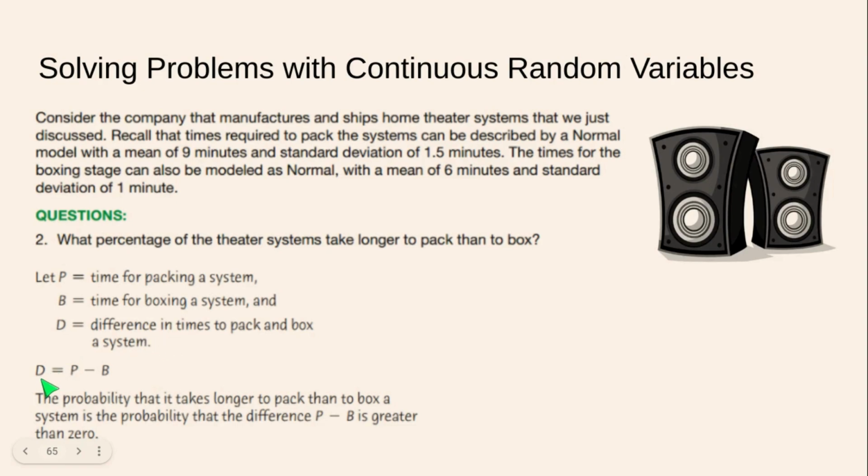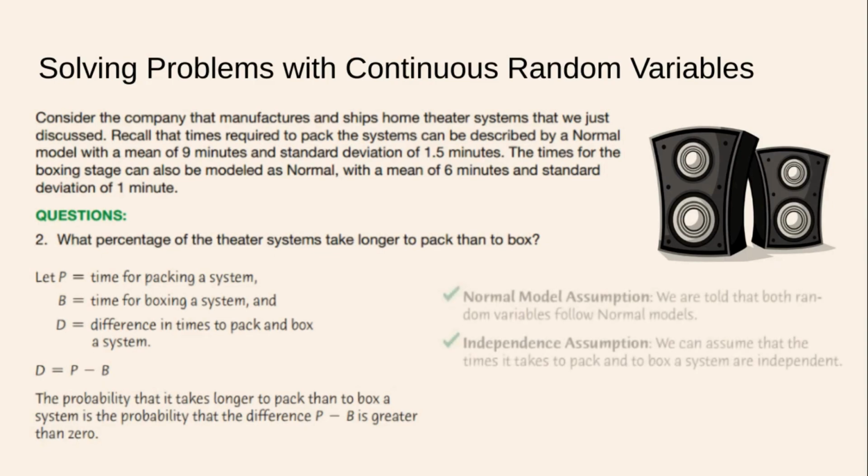So the difference for packing and boxing is obviously P minus B. And we want to find the odds that P minus B is greater than 0. In those instances, packing takes longer than boxing because P and B model the times to pack and box respectively. Got to check our assumptions. Both assumptions check out. We are told that random variables follow normal models, and we assume that the times it takes to pack and to box a system are independent, all right?